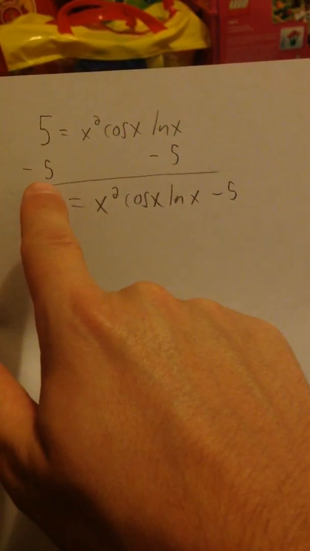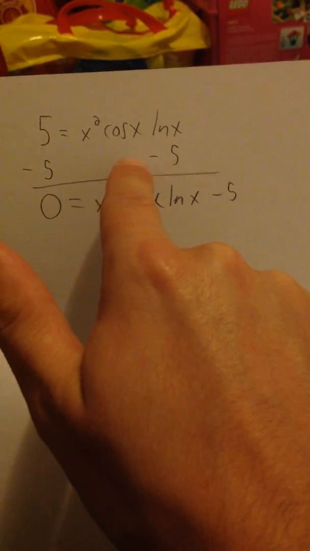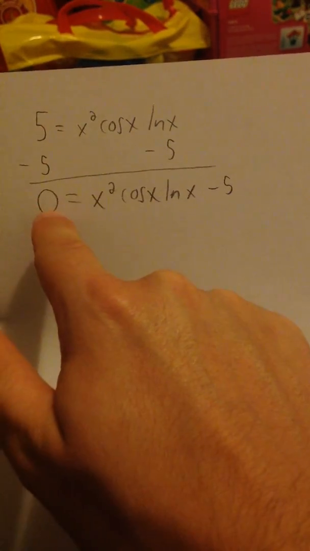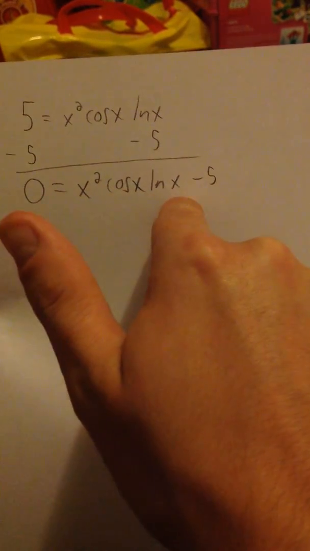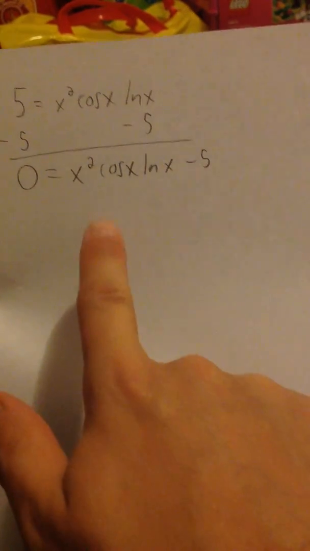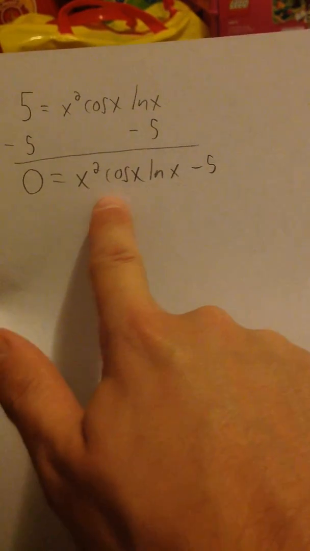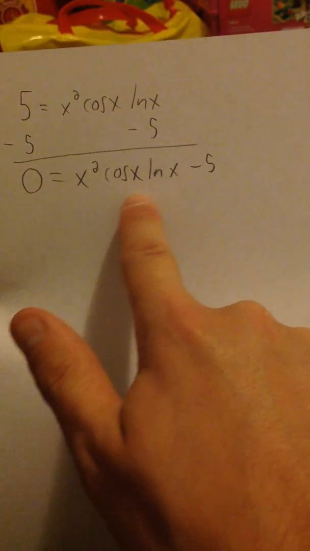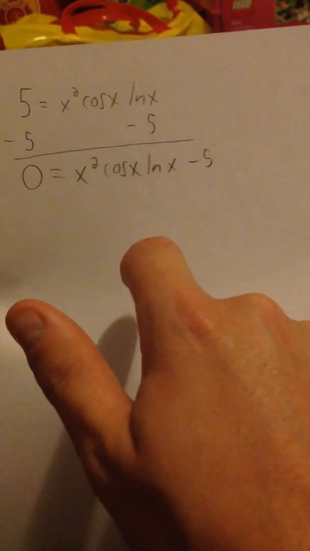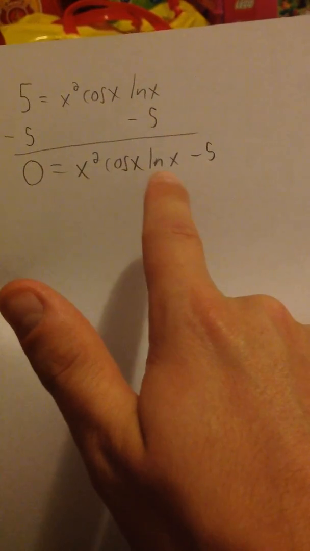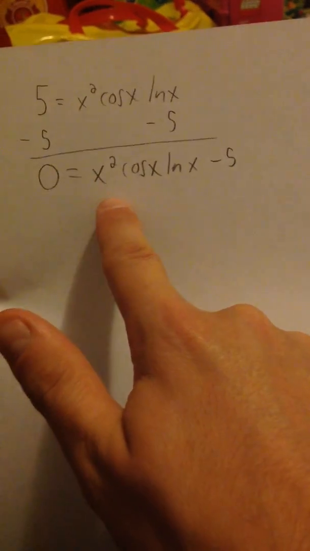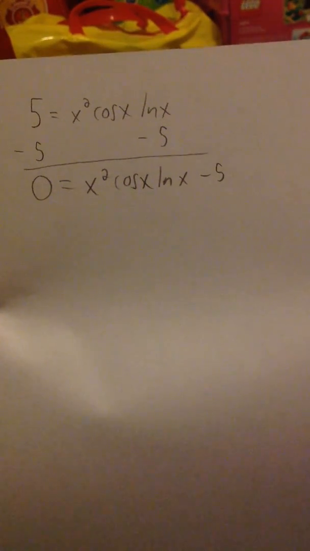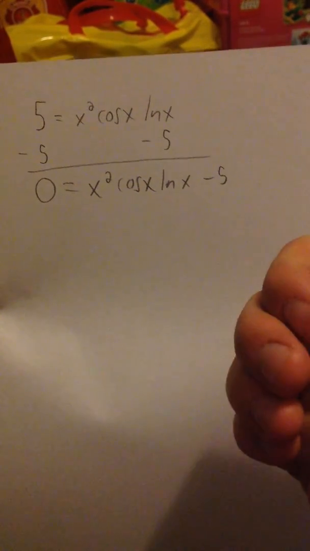Now, hopefully you agree, if I subtract 5 from both sides of this equation, I would end up with 0 equals x squared cosine x natural log x minus 5. Well, if I graph y equals this, x squared cosine x natural log of x minus 5, and I find the zeros, those would be exactly the x values that make this equal to 0, which would be another way to find the solutions, the way I prefer personally. But let me show you how you could do both of those things with the graph, okay?